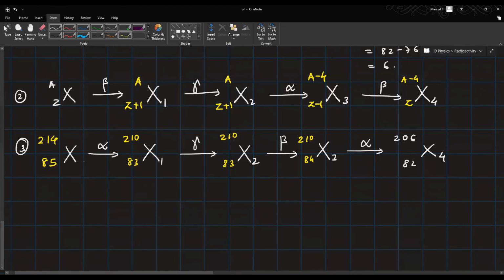Yes. So then how come it is the same in the next series? Which one are you talking about? So the X2. This is X2. And if you go to X3, there is a beta emission. So the atomic number increments by 1. Do you follow that? And whenever there is alpha, 210 minus 4 becomes 206, and 84 minus 2 becomes 82. Here this is 214 minus 4 becomes 210, and 85 minus 2 becomes 83.